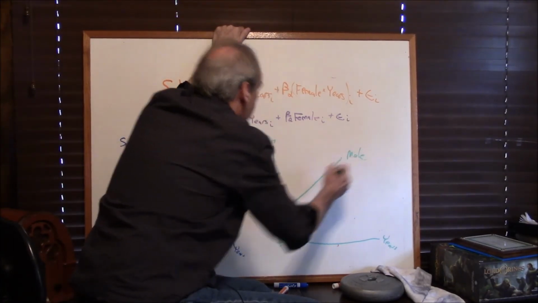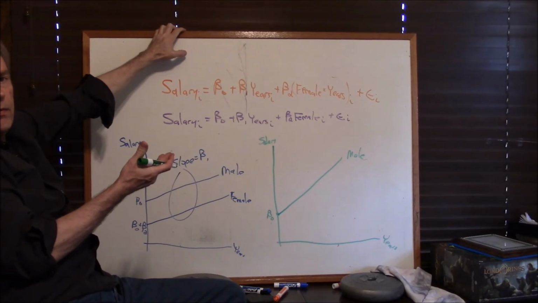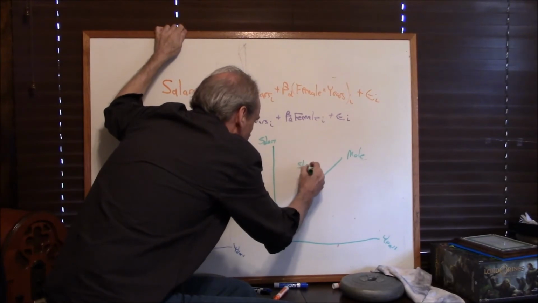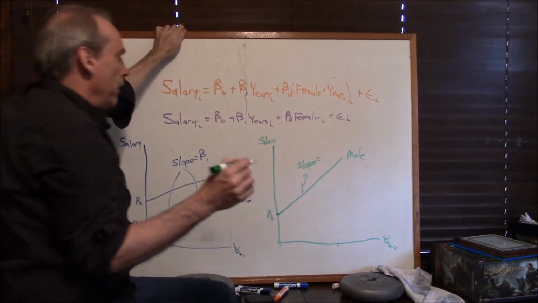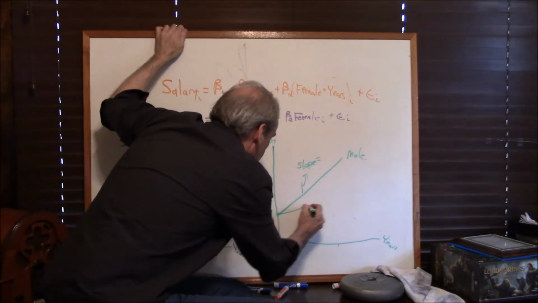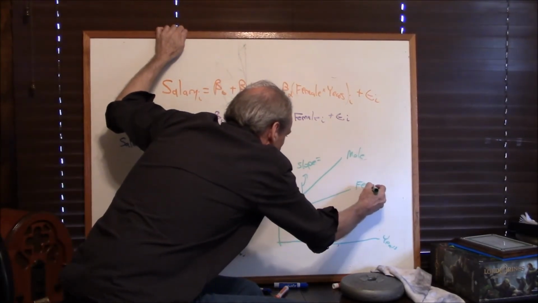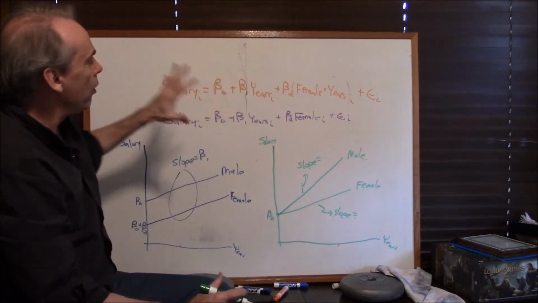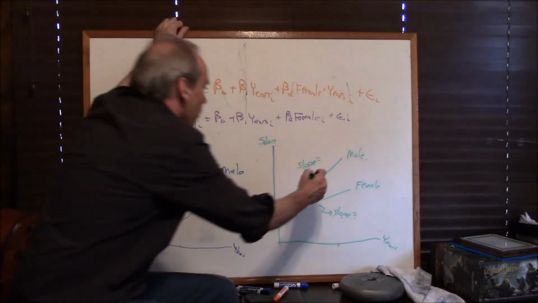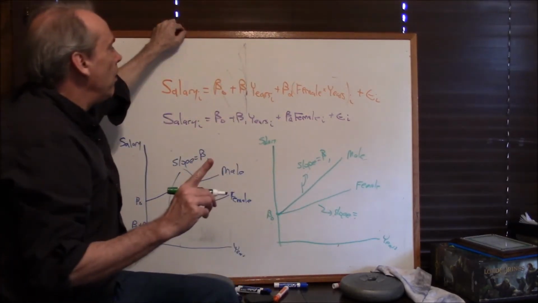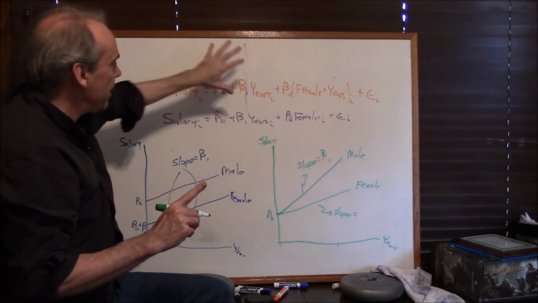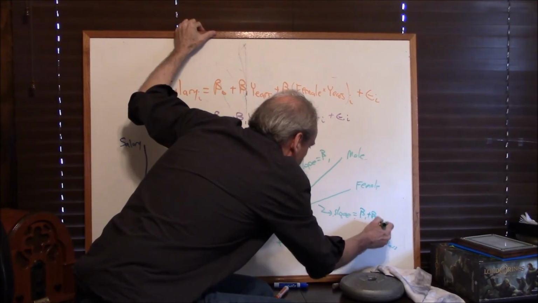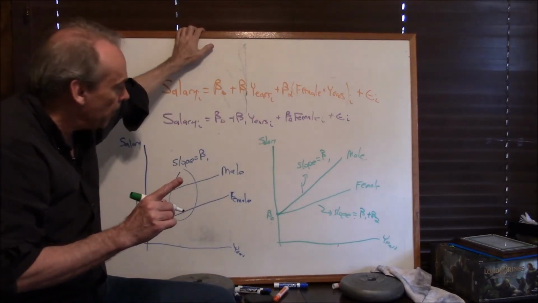But if you're male, the slope is what? I'll fill that in just a second while you're thinking about it. What's the slope for a male employee? Beta sub 1. Now, what's the slope for a female employee? I'll show you the math here in just a second, but let me jump to it: it's beta sub 1 plus beta sub 2, and we're assuming beta sub 2 is a negative number, all right? So it's a lower slope.